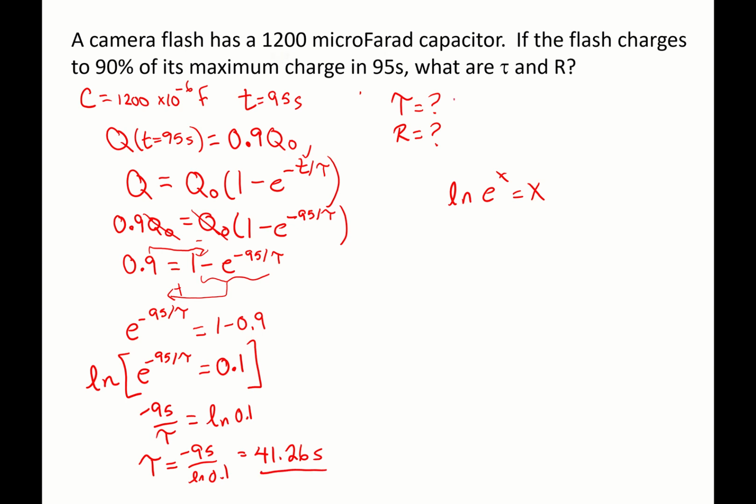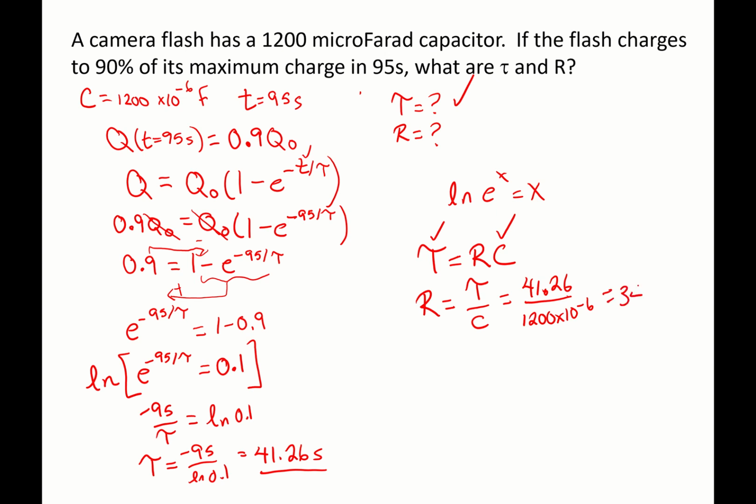All right, so I've got that. How do I find R? By definition, the time constant is equal to R times C. Now I know my time constant and I know my C, so R is equal to tau over C. Tau is 41.26, and C is 1200 times 10 to the minus 6. It's important that you put that in there to get the right answer. And I get a resistance of 34,382 ohms, or 34 kilohms.